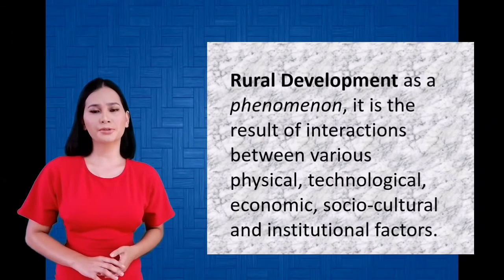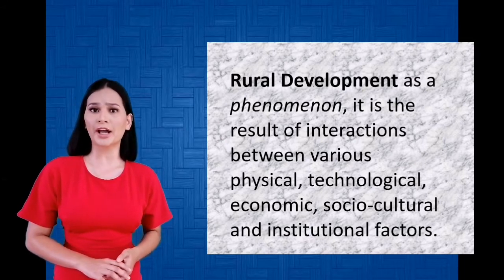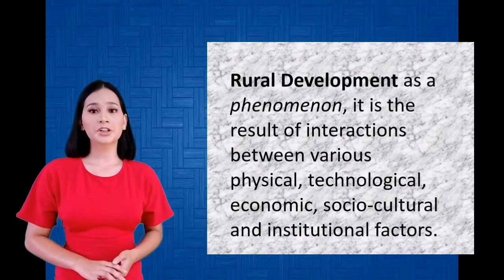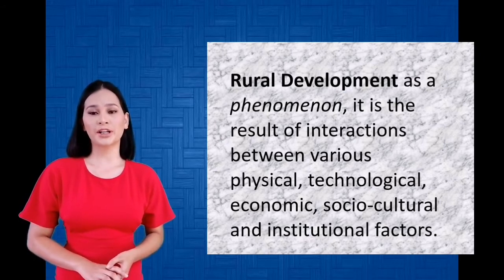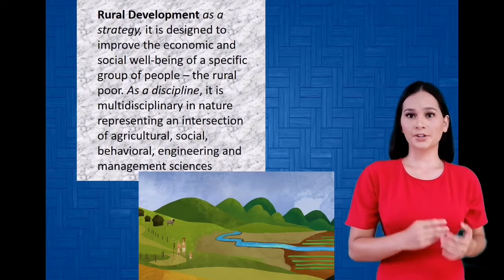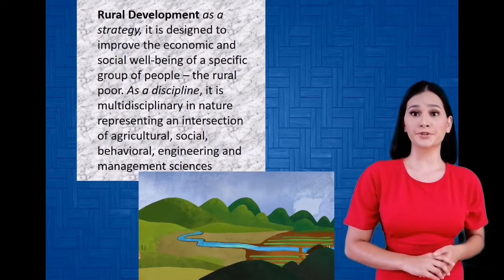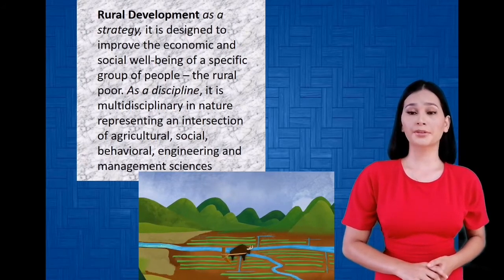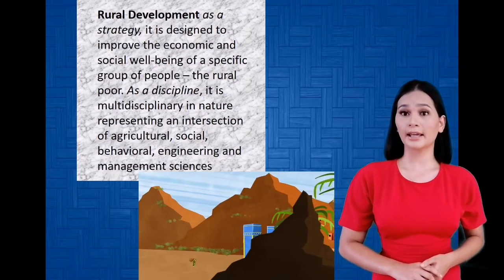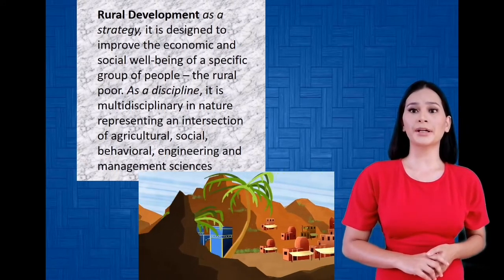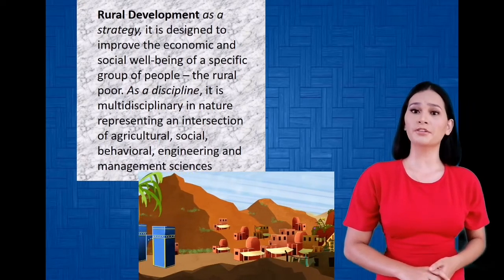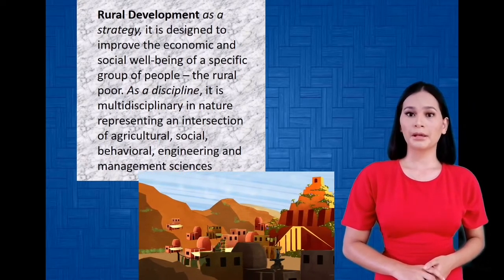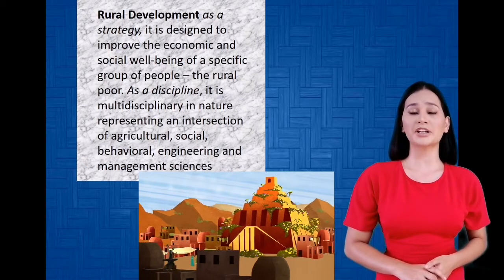As a phenomenon, rural development is the result of interactions between various physical, technological, economic, socio-cultural, and institutional factors. As a strategy, rural development is designed to improve the economic and social well-being of a specific group of people, the rural poor. And as a discipline, it is multidisciplinary in nature, representing an intersection of agricultural, social, behavioral, engineering, and management sciences.